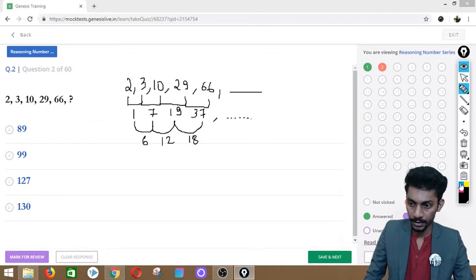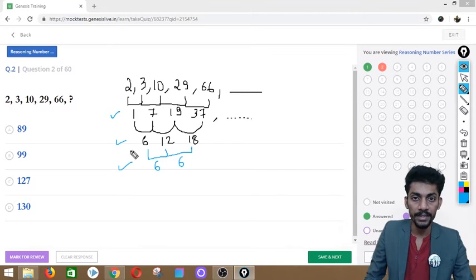Okay? I'll use some other color now. What's the difference here? 6 again. Again here, the difference is 6. Okay? Triple difference here. One difference here, one difference here. I'm taking one more difference here. Now, the next difference should be 6. So what should be here? It should be 24. Correct.